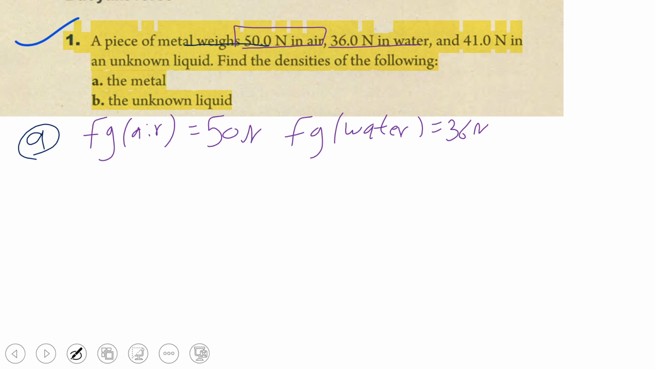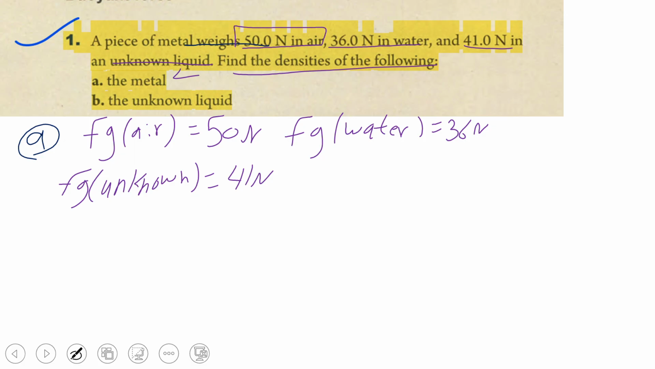We have the same metal in another fluid, 41 Newton in a now unknown liquid. We don't know the type of the liquid, that's why it's unknown. So we can write Fg of the object in unknown equal to 41 Newton. Find the density of the following. First, find the density of the metal object, which means find the density of the object.